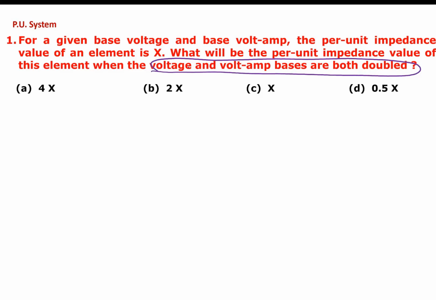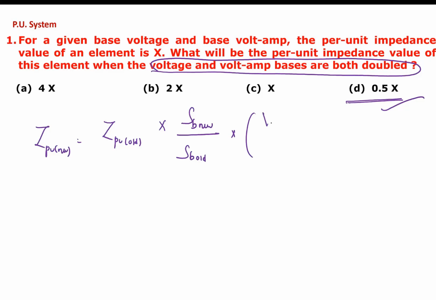Anyone? Very simple question. 0.5x is the right answer. Okay. So Z per unit new again is equal to Z per unit old into S base new divided by S base old into V base old divided by V base new whole square. Here what he is telling, the per unit value is x per unit. Now we have doubled the base MVA, so it will become 2 over 1.